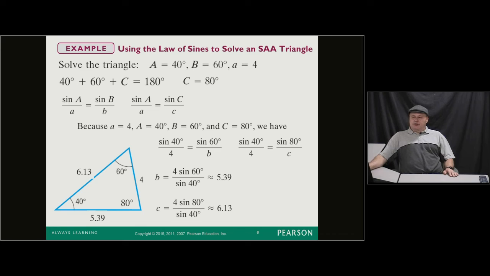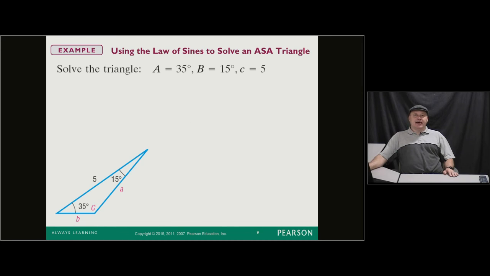All right? So let's look at another example. Now we're going to solve, we got angle A and angle B. We have two angles. And we have another side. So if you look at the picture, we got two angles and the side between them, 5. So this is going to be angle, side, angle. So it's very similar to that last one.